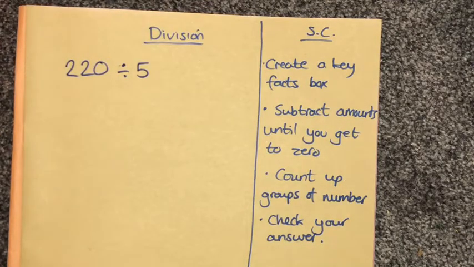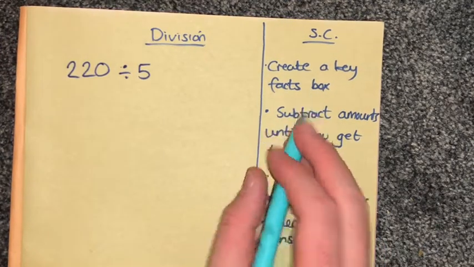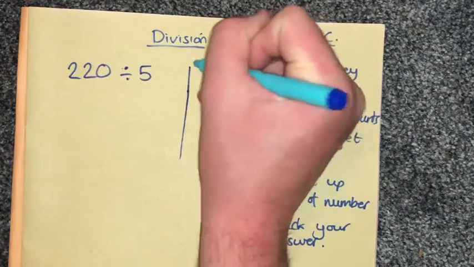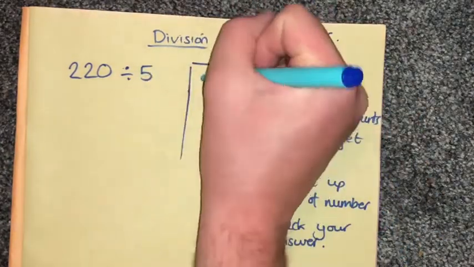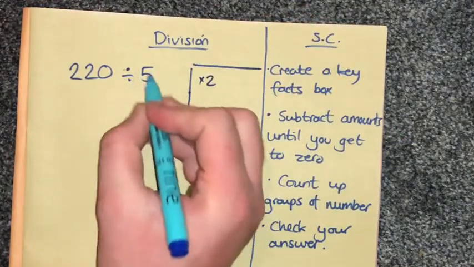Okay, we might be able to use some kind of joins, but some of us might not, and that's okay. So the first thing is I'm going to create a key facts box. I put a little box in the corner, and I'm going to just do a few facts that are going to help me. So 5 times 2, and I'm finding facts that relate to this 5.